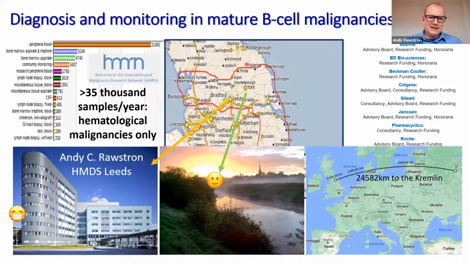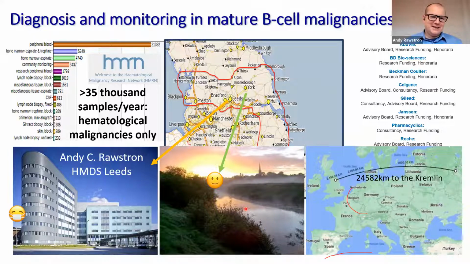I work in the Hematological Malignancy Diagnostic Service, which is a multidisciplinary laboratory in the centre of Leeds, right in the middle of the UK. That's the hospital. Currently, like many places, we have limited physical working, and anybody who can work from home is working from home. And so this is where I am at the moment, over in York, about 40 miles away from Leeds, down by the river in a shed.